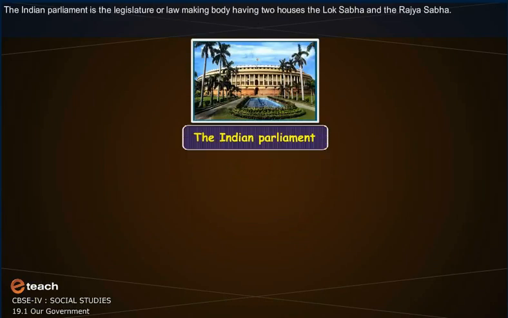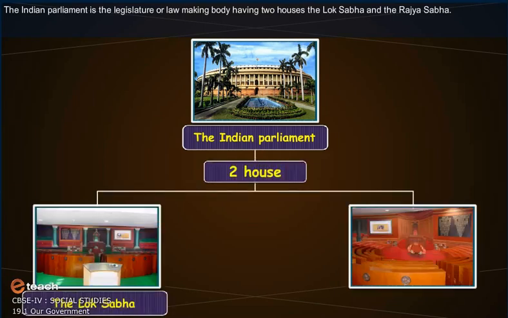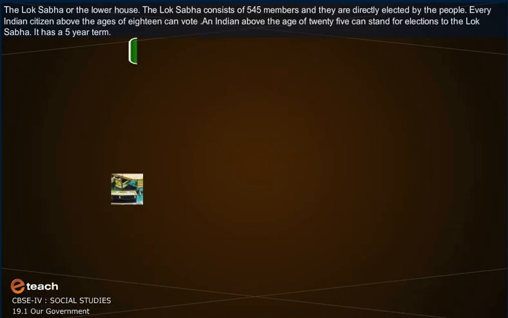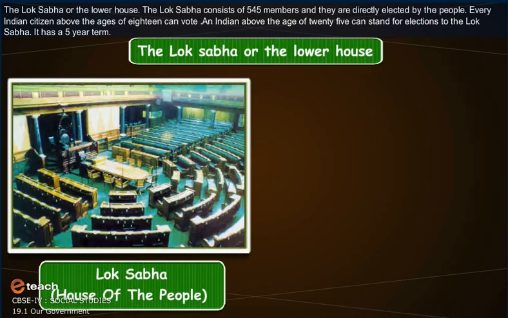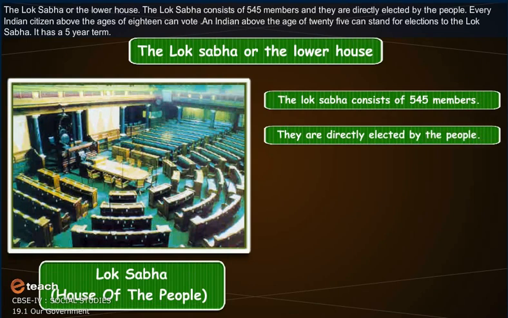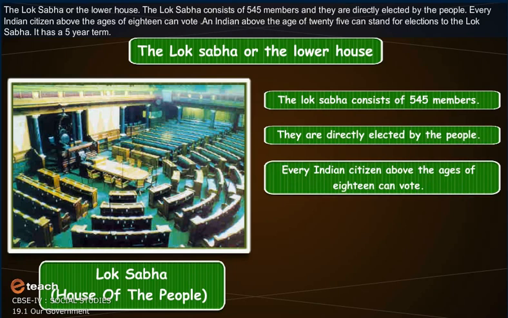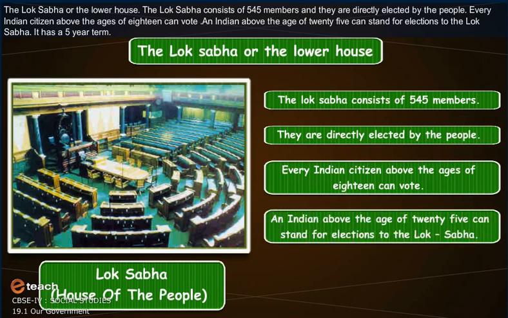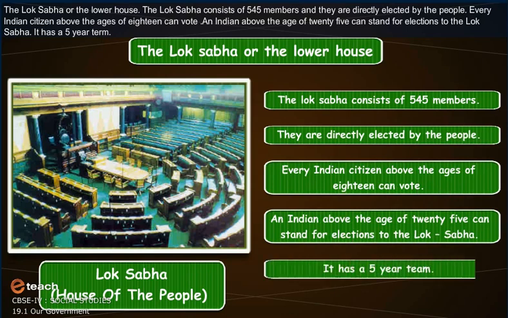The Indian Parliament is the legislature or law-making body having two houses, the Lok Sabha and the Rajya Sabha. The Lok Sabha or the lower house. The Lok Sabha consists of 545 members and they are directly elected by the people. Every Indian citizen above the age of 18 can vote. An Indian above the age of 25 can stand for elections to the Lok Sabha. It has a 5-year term.